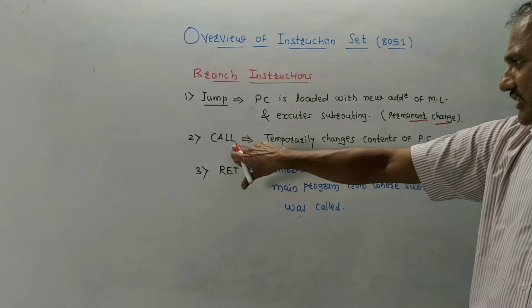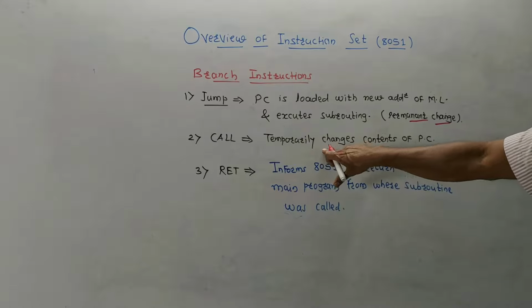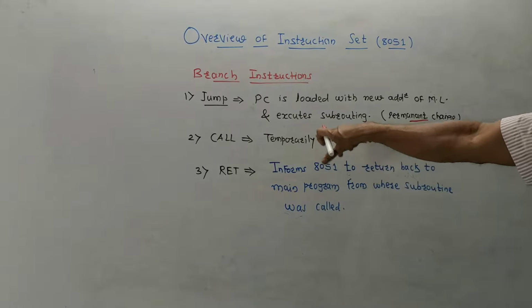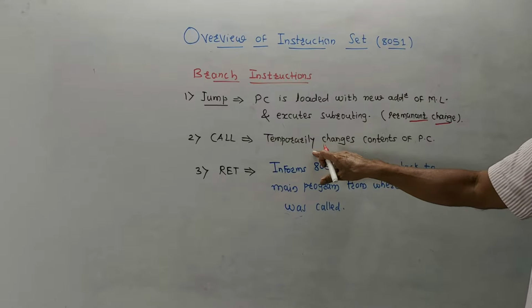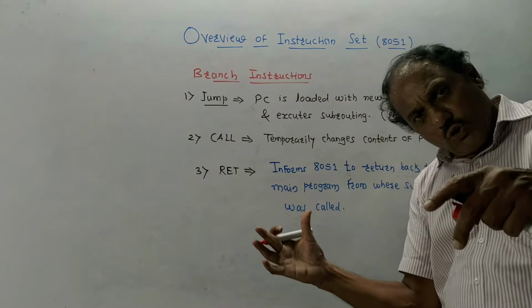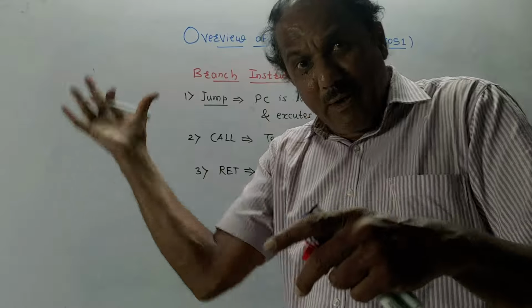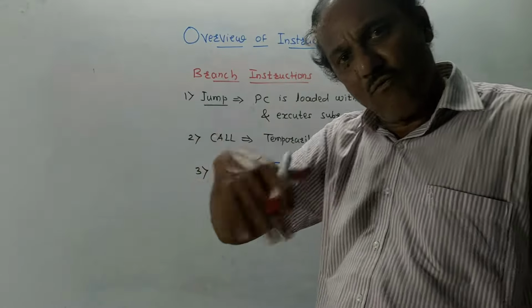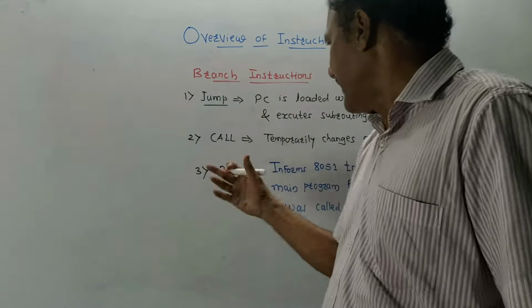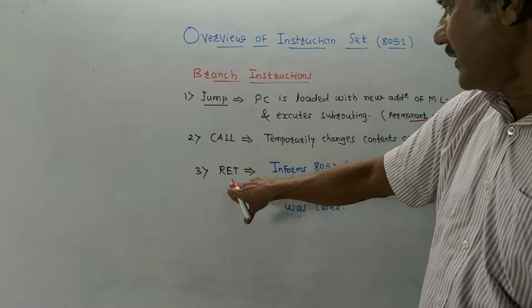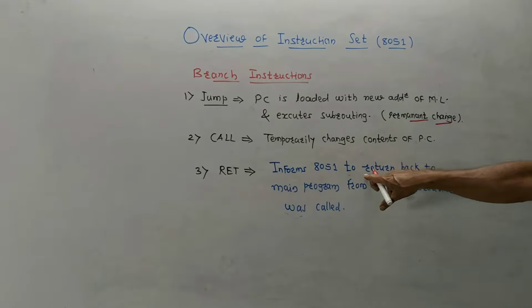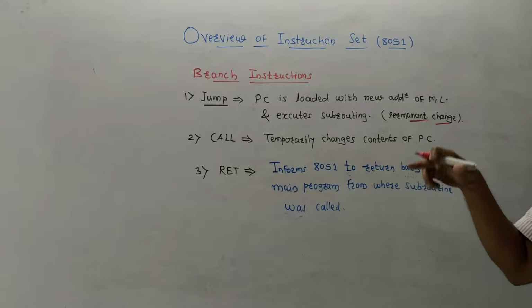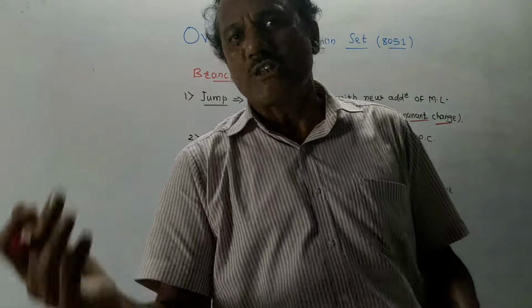Then call instruction, CALL. So it makes changes in the address of PC program counter temporarily. So the controller will be back to the main program from where the jumping started. So this is the significance of call. Then RET instruction, it informs 8051 to return back to the main program from where the subroutine was started.